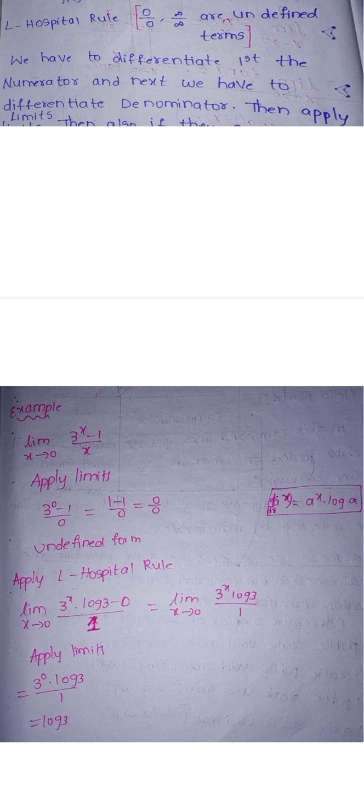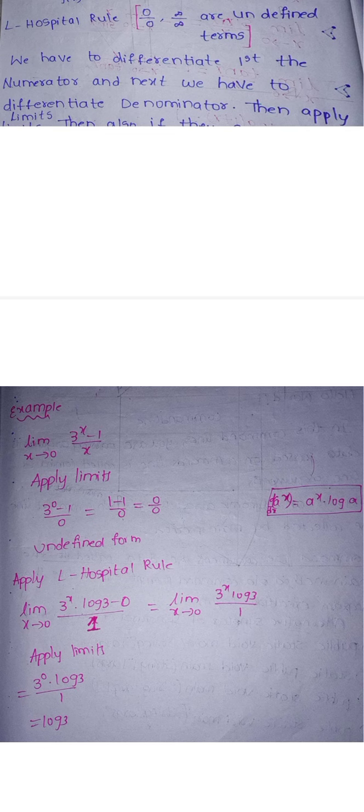First we will apply limits. Limit x tends to 0 means we keep x equal to 0. 3 power 0 minus 1 by 0. Anything power 0 is 1, so 1 minus 1 by 0 is equal to 0 by 0, so it is an undefined form. So we have to go to L'Hospital rule.